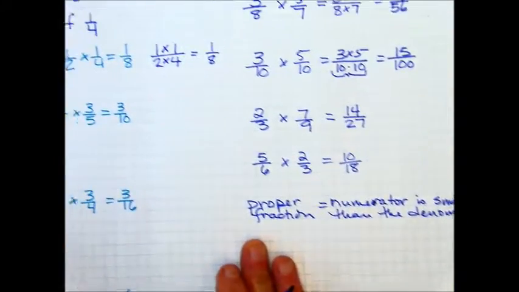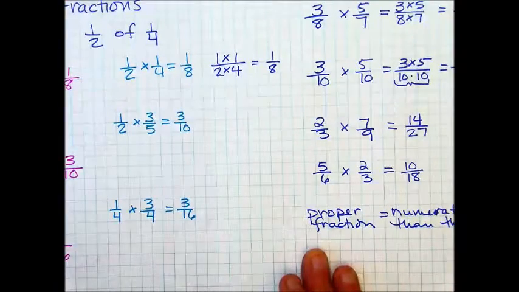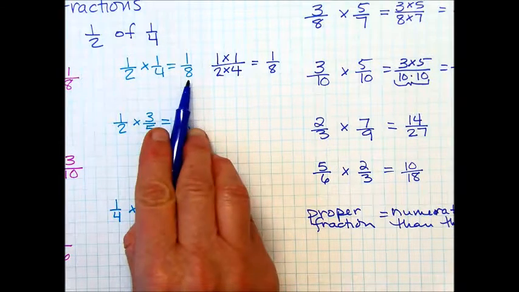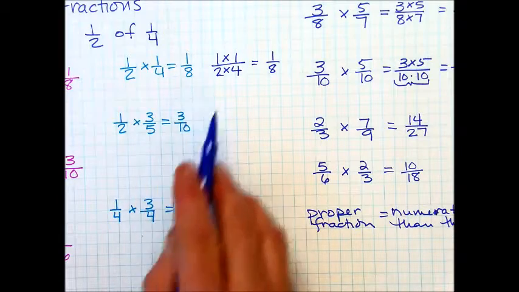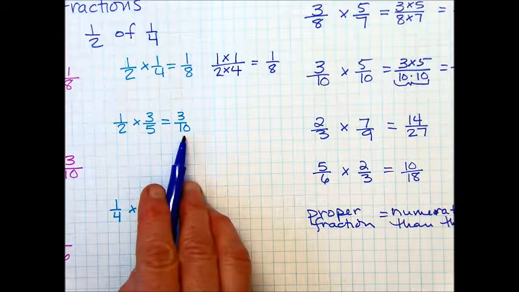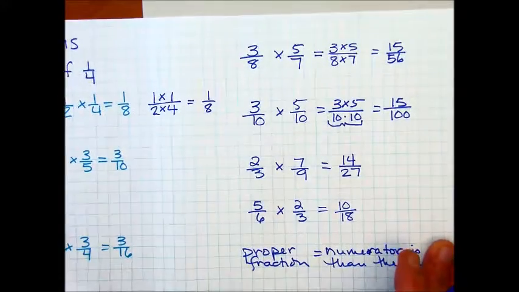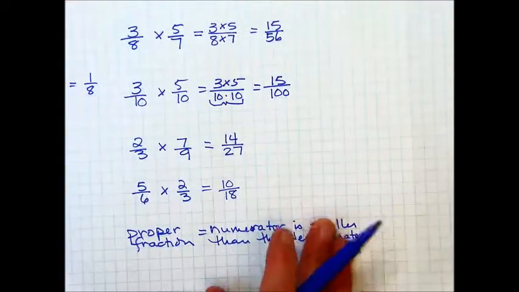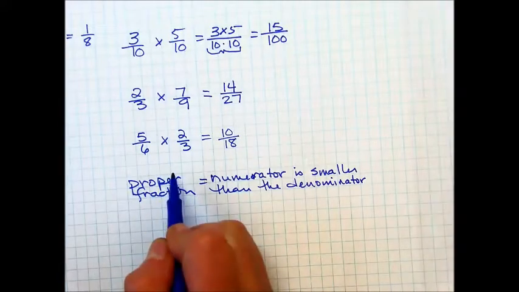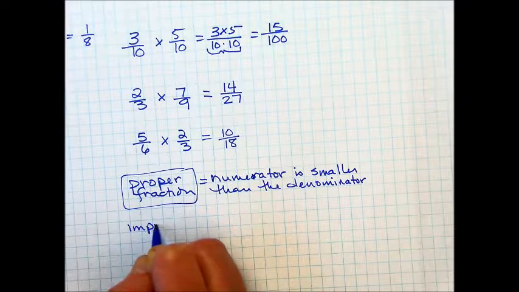Notice that in all the problems we just did, we were working with proper fractions. 1/2, that's proper. 1/4, our answer is also a proper fraction. Same with this one, 1/2, 3/5, 3/10. Those are all proper fractions. In fact, all of the fractions that we just did in this video so far have been proper fractions. The other type of fraction I want to talk about is called improper fraction.